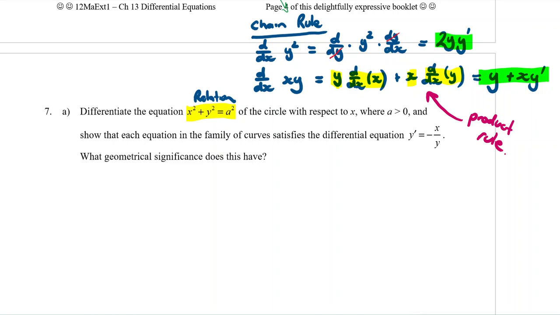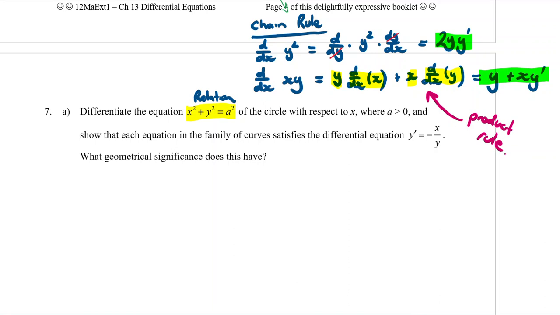All right, let's go with our question so you don't drag on too long. Question 7 is using these rules. A uses the first one, B uses the second one. Differentiate x squared plus y squared equals a squared, the circle, with respect to x, given that little a is greater than 0. Show that each equation in the family of curves satisfies the differential equation y dash equals minus x over y. What geometrical significance does this have? Wow, there's a lot of things we have to do here.